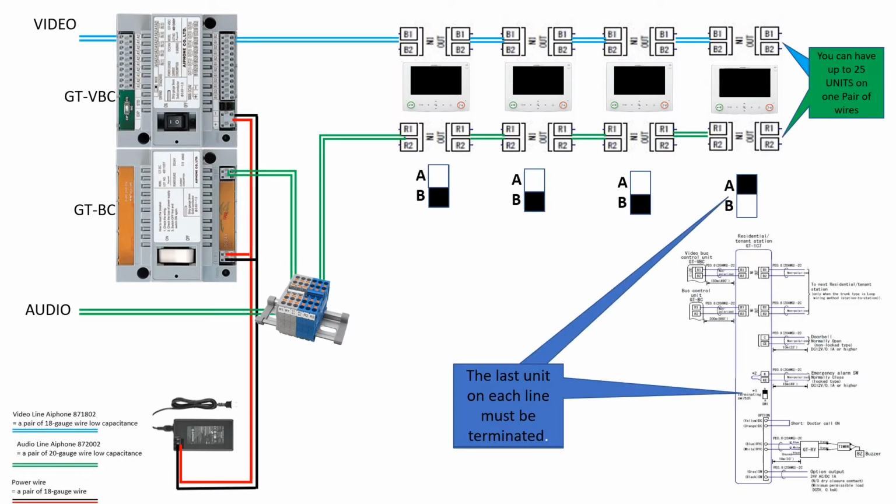The last unit on every trunk line needs to have the video terminated. You do this by taking the dip switch on the back of the unit, AB, and put it in the A position.